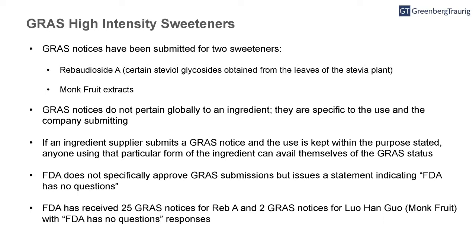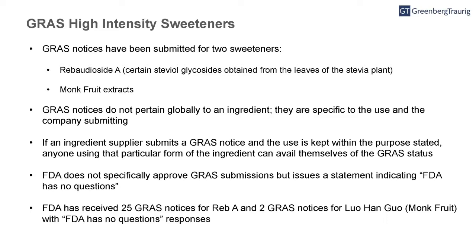company submitting the notice. If an ingredient supplier submits a GRAS notice and the uses are kept within the purpose stated in the GRAS notice, anyone using that particular form of the ingredient can avail themselves of the GRAS status. So this is often a course of action for ingredient suppliers so that they can tout their ingredient as GRAS affirmed. The FDA does not specifically approve GRAS submissions, but issues a statement indicating FDA has no questions. For this reason, since you are not required to submit GRAS notices, many companies keep them in their file, but do not submit them to the FDA.